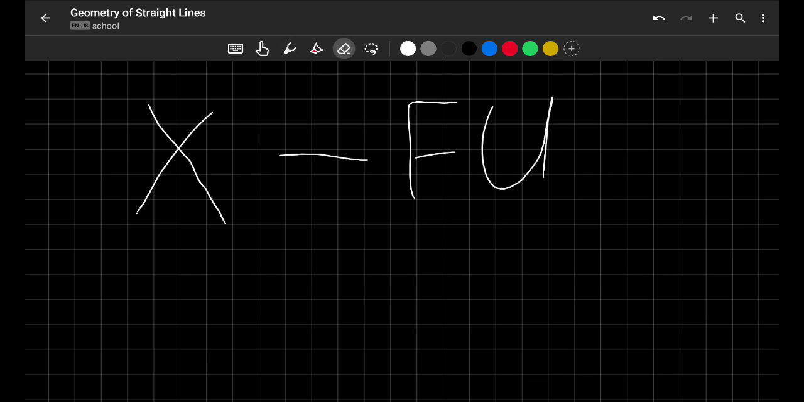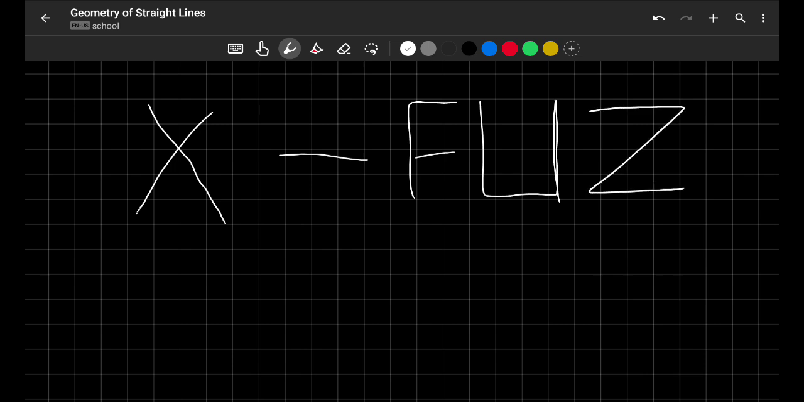X-fuzz. The X is for vertically opposite angles. Vertically opposite angles mean that this angle is equal to that angle. It will always be like that. And then this angle here is equal to that angle right there. Vertically opposite, always going to be like that.